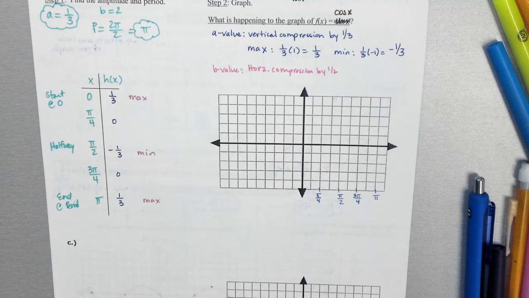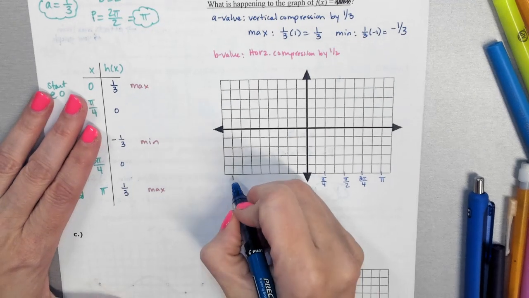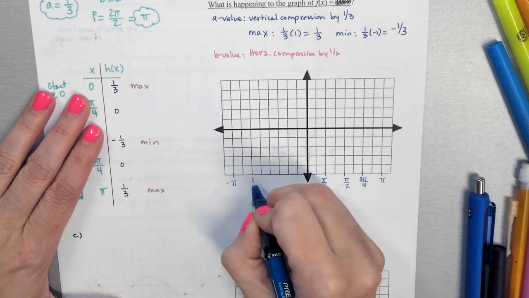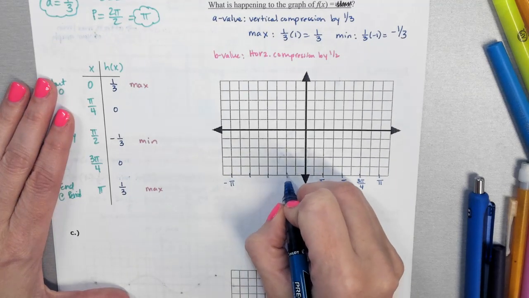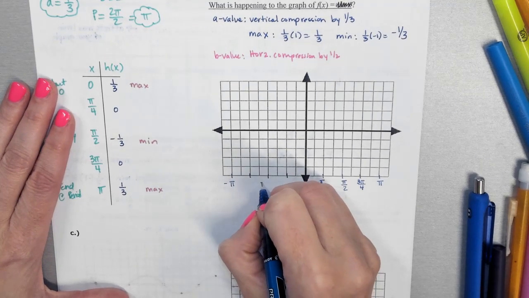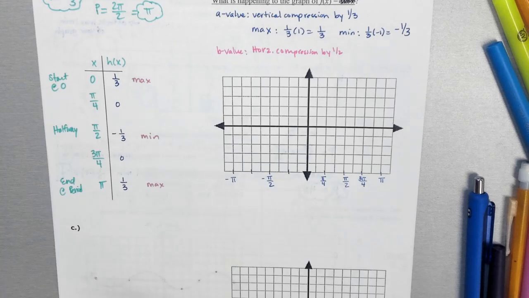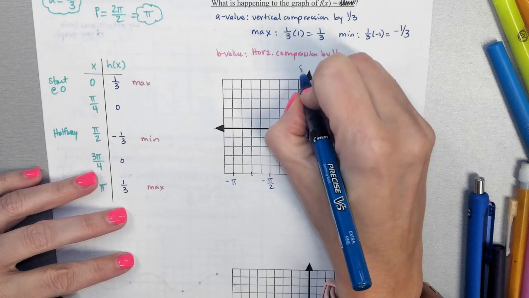Okay, did some of you already graph it on a different grid or no? All right, so then this would be negative pi. Okay, and then we have negative pi over 2. So if it's 1/3, we can just scale this by 1/3.